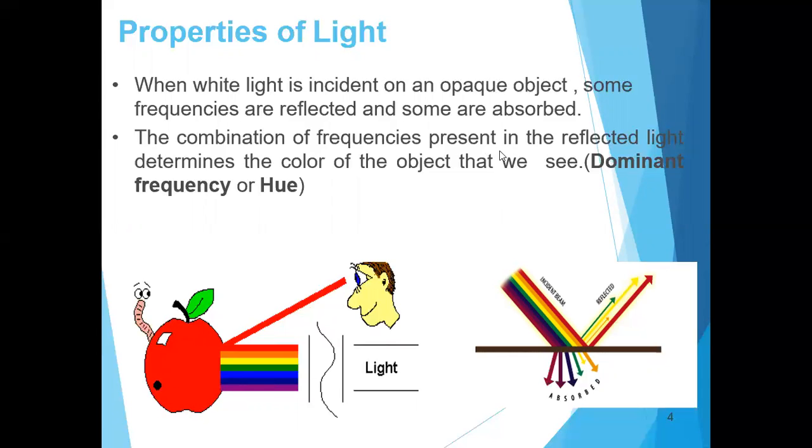So it is the combination of frequencies present in the reflected light. We are not talking about the absorbed light, which is the light absorbed by the object. We consider the frequencies of the reflected light, and based on them we can say the color of any object. Such a frequency we call the dominant frequency, or the hue, or simply the color of the light.